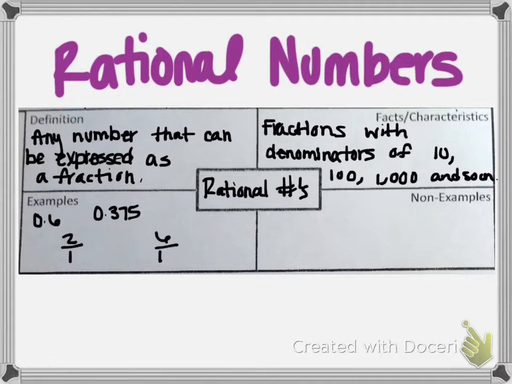6/10 written as a fraction. 3/5, because I can get my denominator to 10. Some non-examples are something we call the square root of 2, or a number over 0, because that does not exist. And this thing you're going to learn later on in the year, which is called pi.